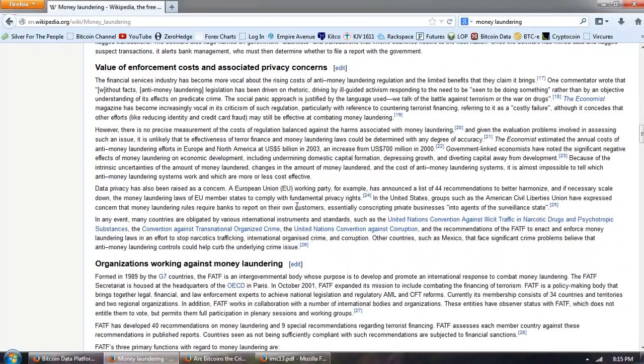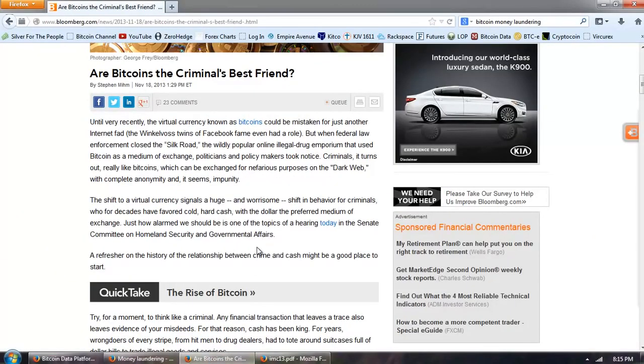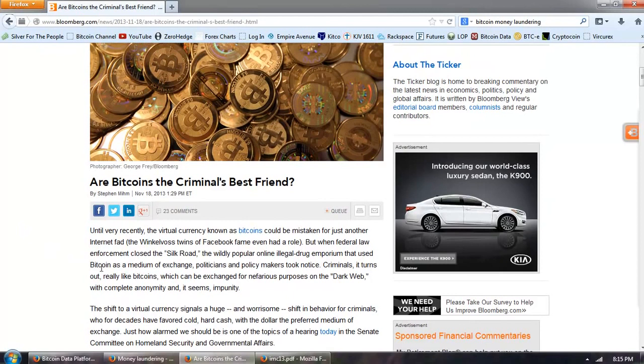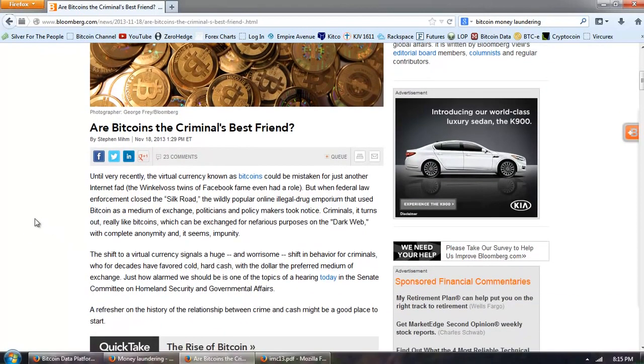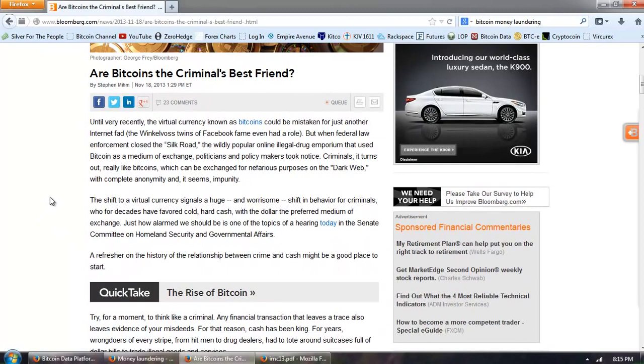Now I wanted to take you over to an article about money laundering and the Bitcoin, and this goes more into depth about the Bitcoin and money laundering. This is called, Are Bitcoins the Criminal's Best Friend? Until very recently, the virtual currency known as Bitcoins could be mistaken for just another internet fad. The Winklevoss twins of Facebook fame even had a role. But when federal law enforcement closed the Silk Road, the widely popular online illegal drug emporium that used Bitcoin as a medium of exchange, politicians and policymakers took notice.